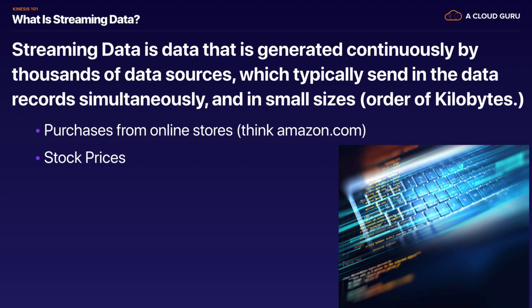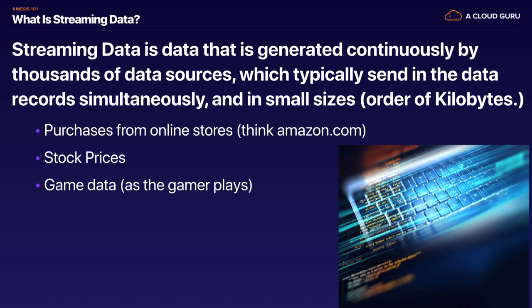Another example could just be stock prices. It could be Tesla stock, or it could be stock in anything, Microsoft, Amazon, etc. And the stock prices move around all the time. As soon as there's a change in the stock price, that is then streamed into something that needs to process it. We also have gaming data.